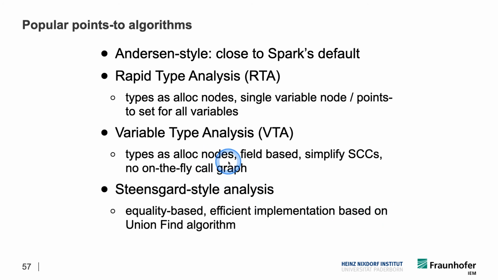In VTA, we have types as allocation nodes as well. We have set it to field-based. We are simplifying SCCs, and we are not doing an on-the-fly computation, opposed to Anderson-style analysis, which is doing that. And there's also a so-called Steensgaard-style analysis, which is equality-based, like I showed you earlier. And there's an efficient implementation based on the union-find algorithm. But in Spark, it's actually implemented also using the type propagation graph. So that's basically an alternative implementation for that kind of algorithm.